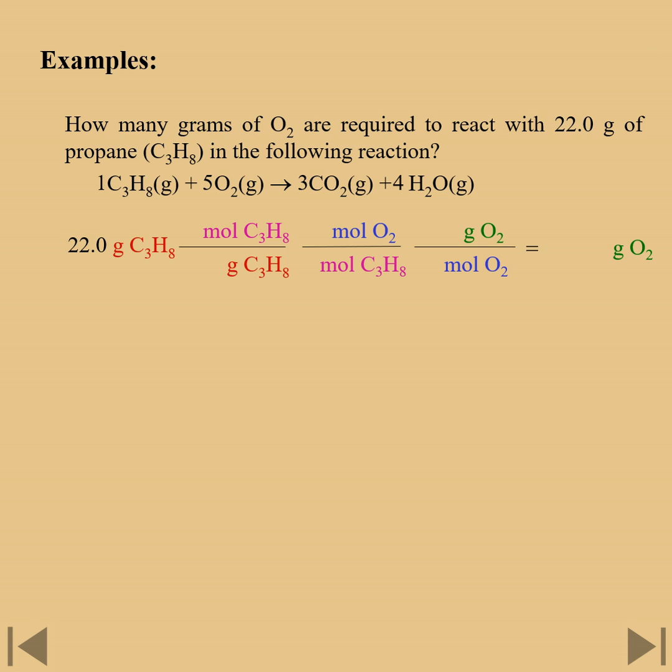For the molar masses, for carbon I have 3 times 12 for 36 grams per mole, 8 hydrogens at 1.0 for another 8 for 44.0 grams per each mole. The balanced equation says how many moles of O2? 5. How many moles of propane? 1. And then O2 is twice 16.0 for 32.0 grams per each mole.